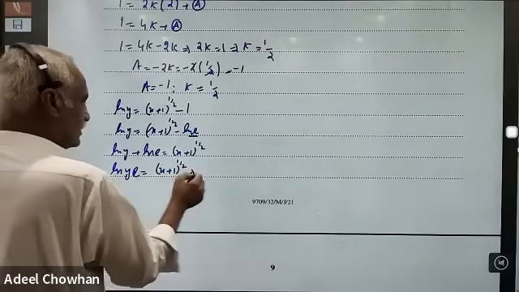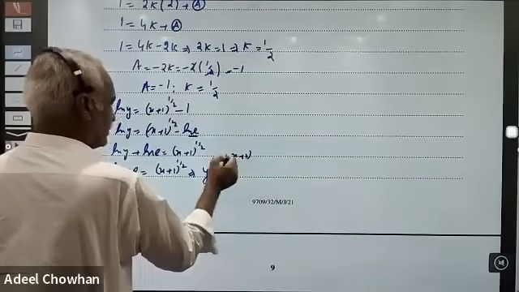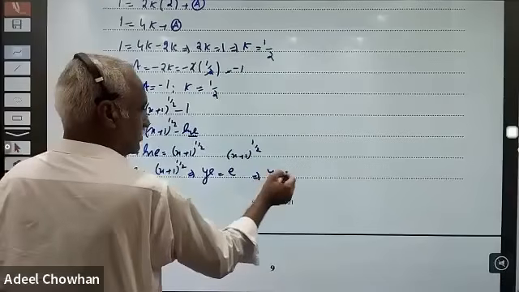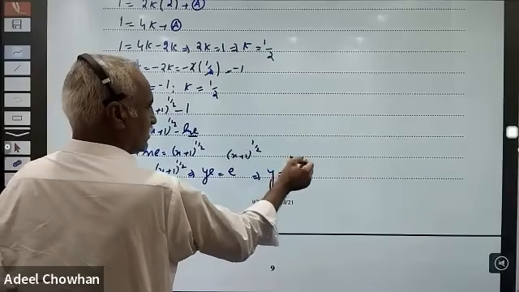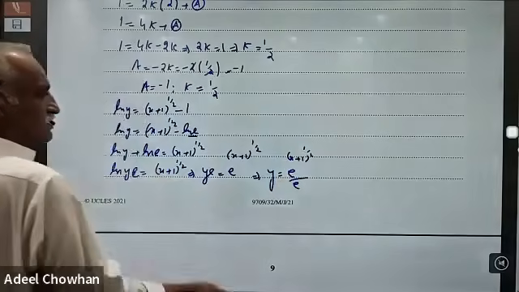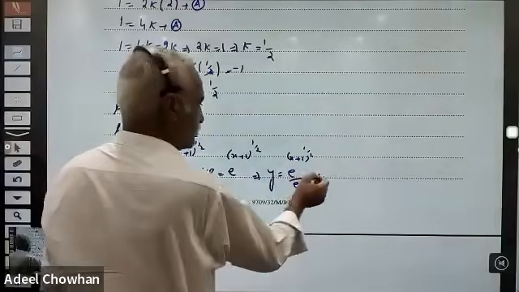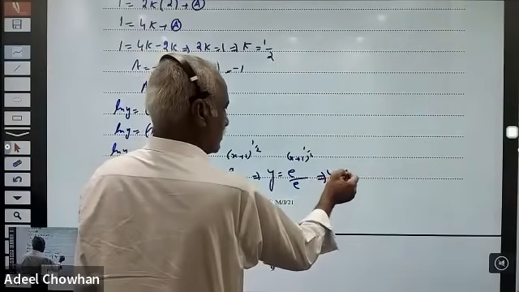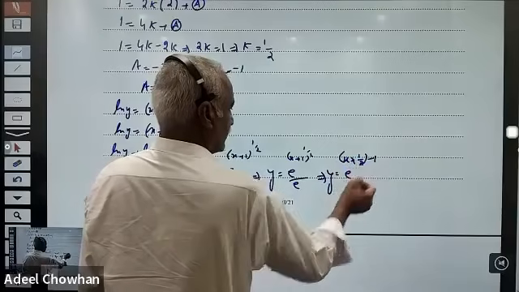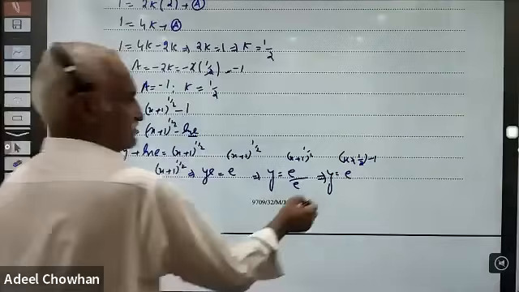Now taking anti-log on both sides, ye is equal to e power x plus 1 power half, or y is equal to e power x plus 1 power half over e. This e can be shifted to the numerator, so it should be equal to e power x plus half minus 1, or e power x minus half.